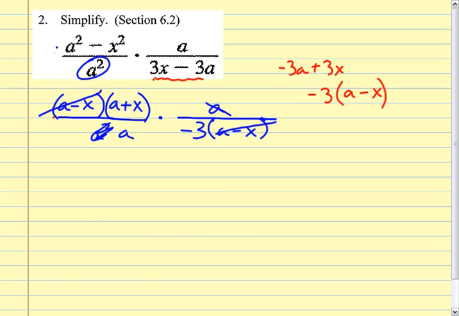Now I'm ready to multiply. Cameron, what am I left with on top? A plus x on top. I'll put parentheses there just to remind me that it's a quantity. Okay? And what do I get on the bottom? Not a. Oh, are you multiplying? I am multiplying.